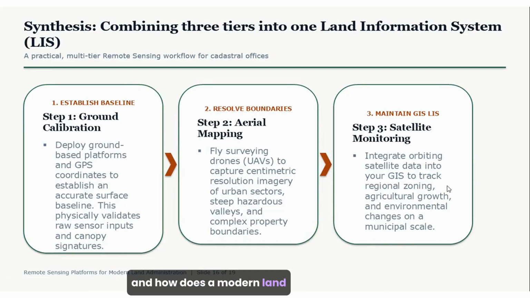And how does a modern land administration office use this knowledge practically? We synthesize all three tiers into a powerful workflow inside our GIS. Step one, we deploy ground-based platforms to validate local atmospheric conditions and calibrate our physical sensors. And step two, we fly high-resolution surveying drones to map dense neighborhoods or steep hazardous terrains where physical surveying is dangerous and also impractical.